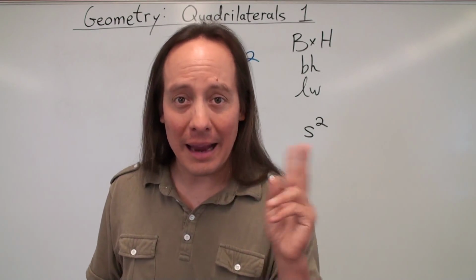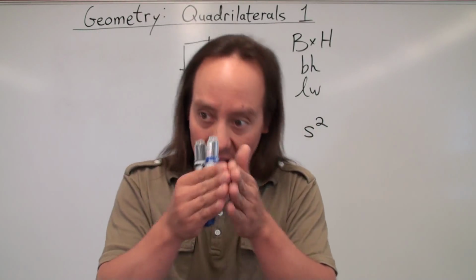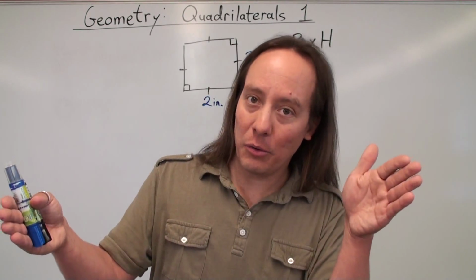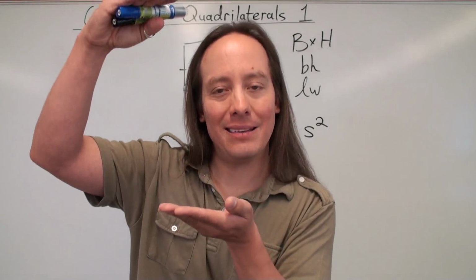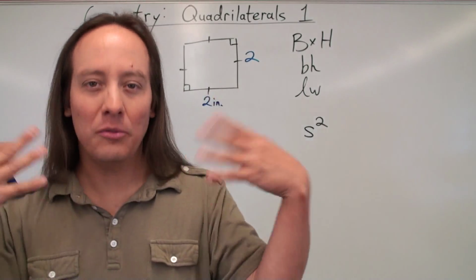Area is 2 dimensions, okay? So most quadrilaterals will have a length, a base, whatever you want to call it, and they'll have some kind of height or a width. But it's this times this. That's it. Don't overthink it, okay?